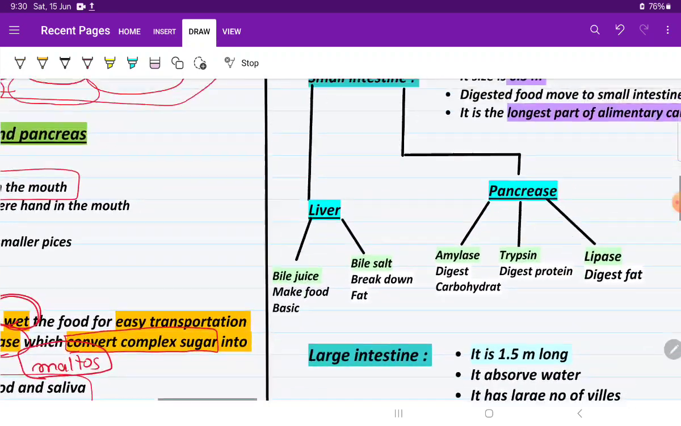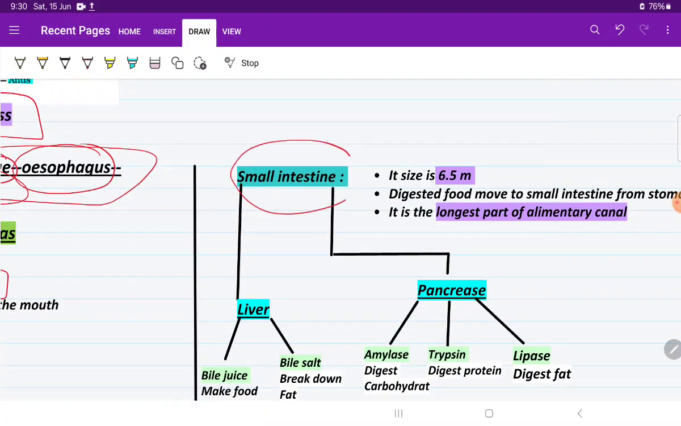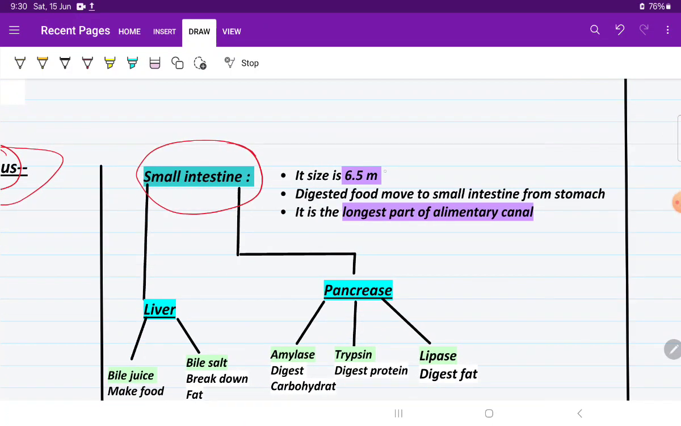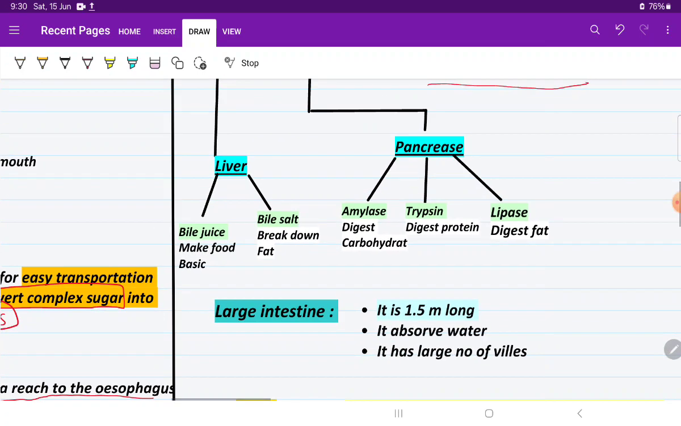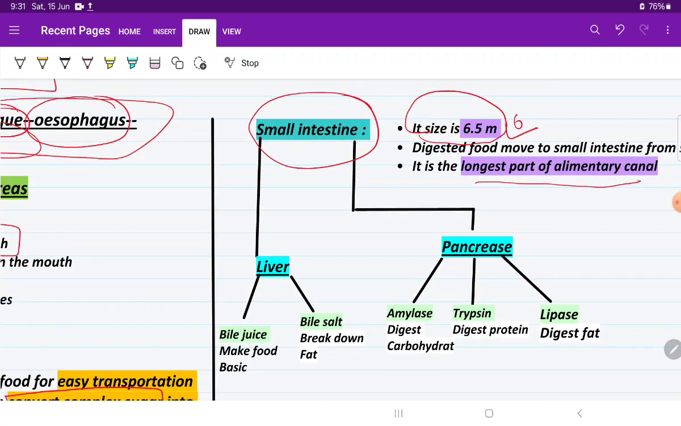Now let's see the work of the small intestine. The small intestine is the largest organ, its size is 6.5 to 7 meters. Food moves to the small intestine from the stomach. It is the longest part of the alimentary canal. Let's see the main work of the small intestine. There are the liver and pancreas.